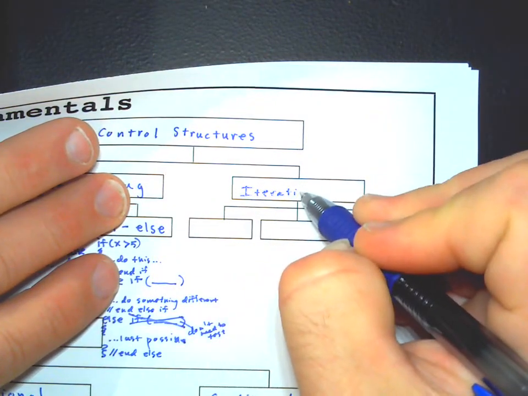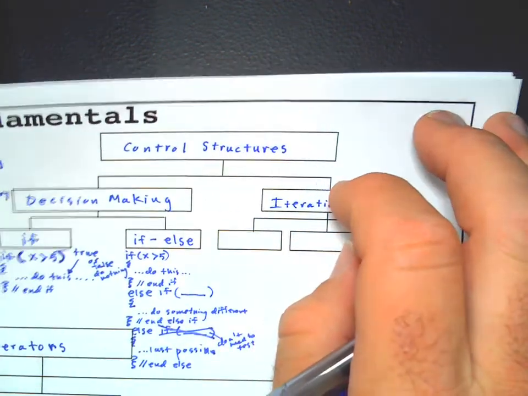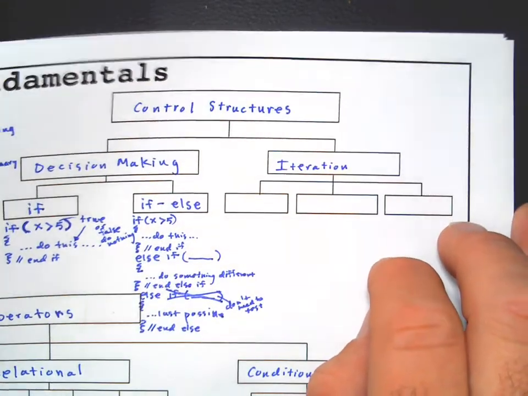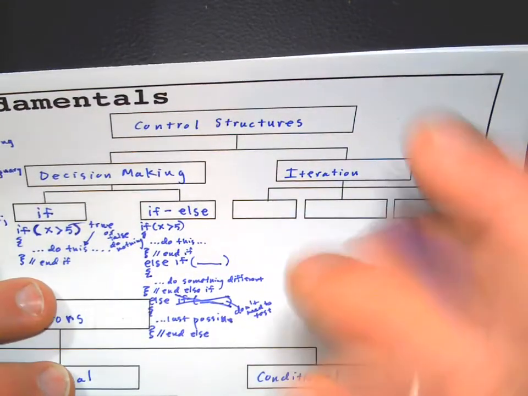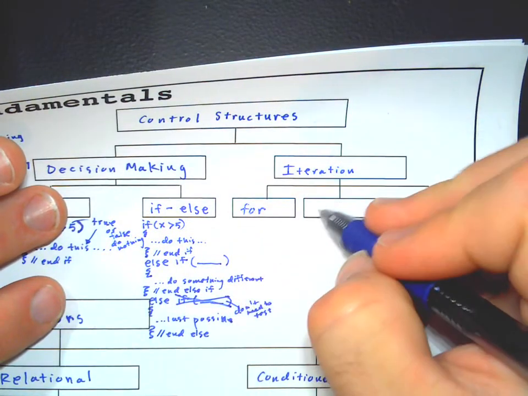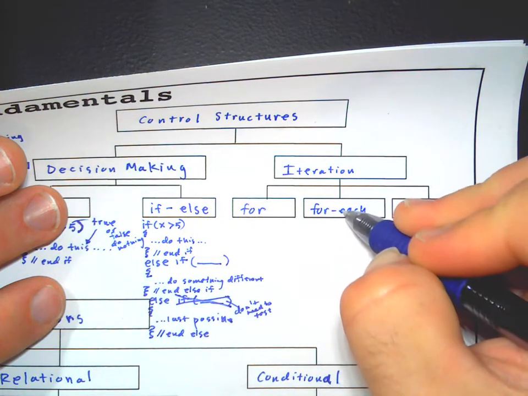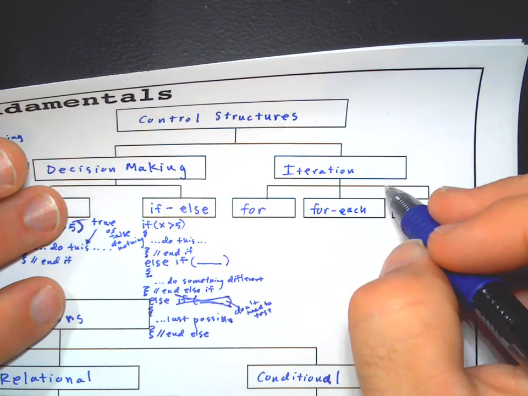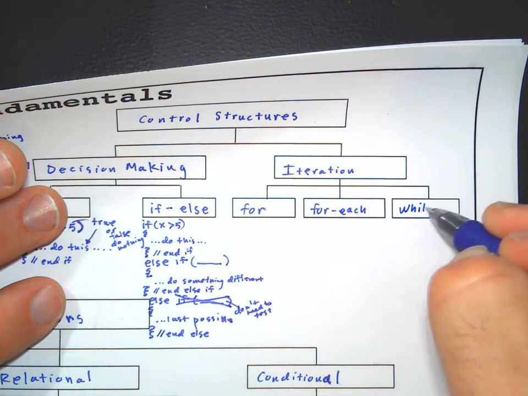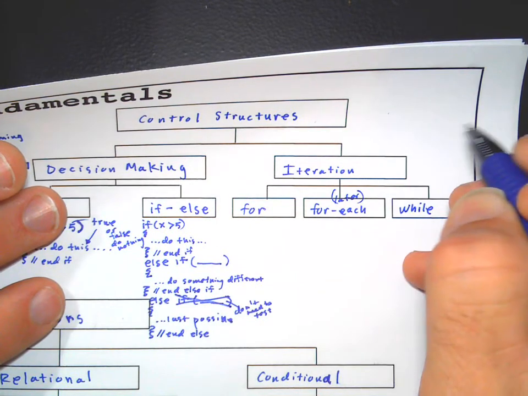Another control structure is iteration. And iteration means that we do something, we do multiple steps of something, and we do something over and over again. And so we use for loops. We use something else called a for each loop, which I have not talked about yet. So I don't think I'm going to put anything on here for that. And we use while loops. So we're going to do this in some later unit.